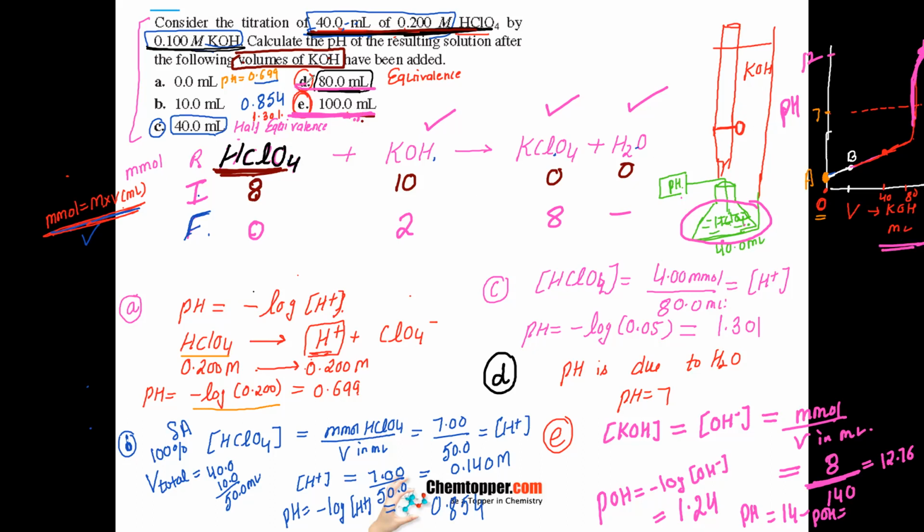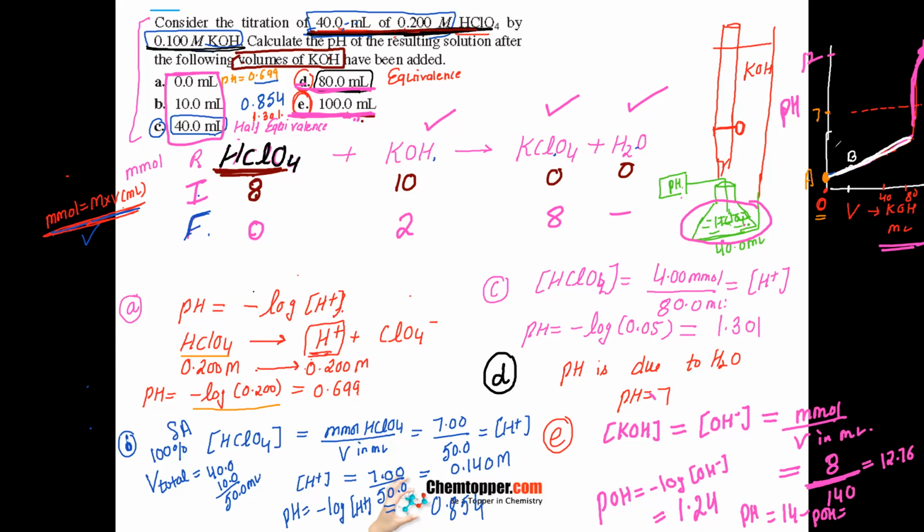At the equivalence point, pH is controlled by water. It's a strong acid, strong base. Before that, pH is controlled by the acid. This point, pH is controlled by the acid, excess of acid left. But the concentration is changing. So every time I have to calculate the new concentration of the acid because volumes are changing, millimoles are changing. So get the new concentration of acid, get the H plus ions concentration from there and calculate pH.